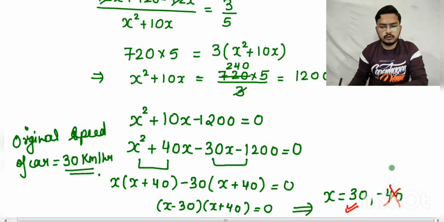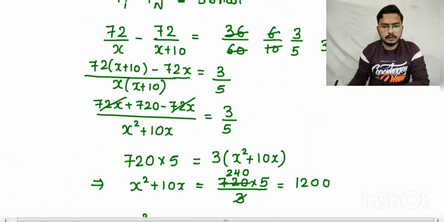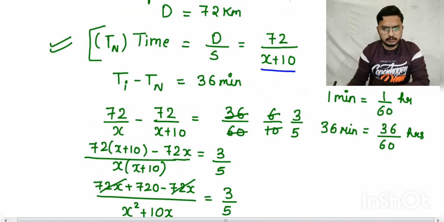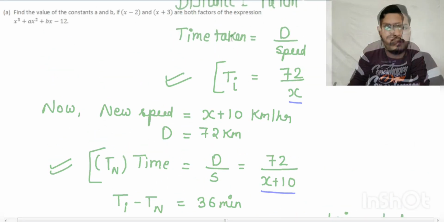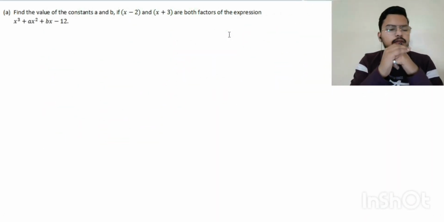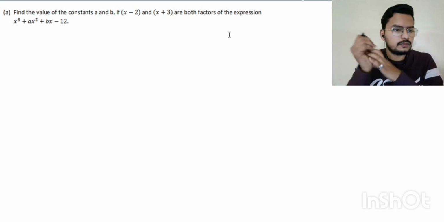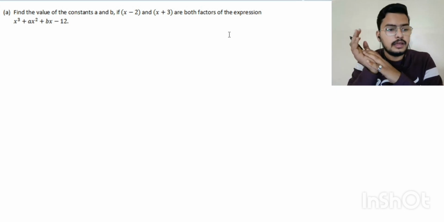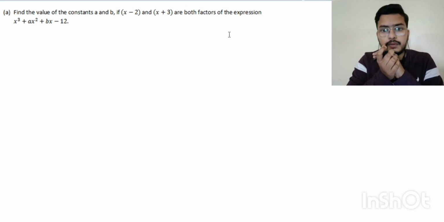So in this way you can solve this type of question, right? So actually this is a good question in this particular paper. This question says: find the value of the constants a and b if x minus 2 and x plus 3 are both factors of this expression, right? If both are factors of this particular expression, that means the remainder must be 0, right? And you all know by the remainder theorem how to find the remainder, right?